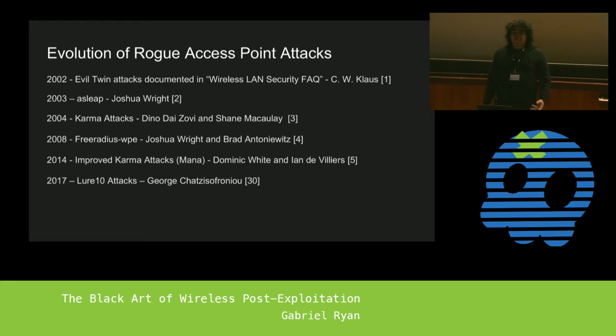In 2004, we actually start to see something else called a karma attack, which we're not going to talk about in depth today, but it's a more sophisticated kind of rogue AP attack that's absolutely classic at this point. In 2008, this is where we first see rogue AP attacks used as a means of attacking enterprise networks, or EAP networks, which we're going to be building off of.